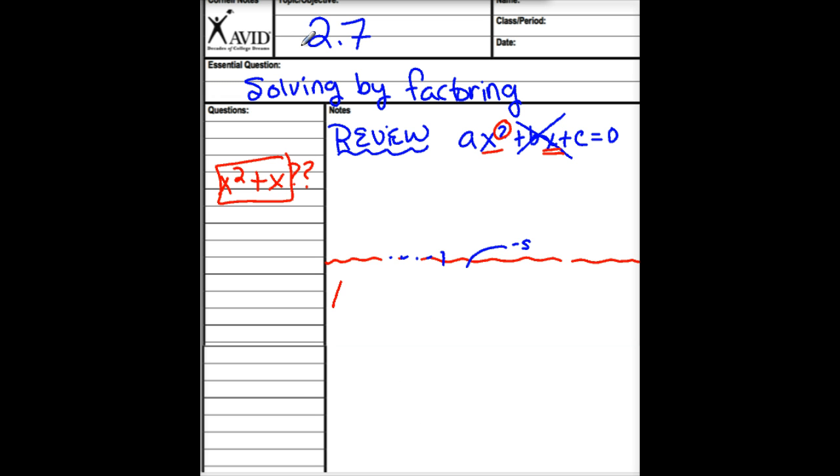So now in your notes, I want you to write new. Now what we're going to do is combine a couple things. We are going to have what's called a quadratic equation.